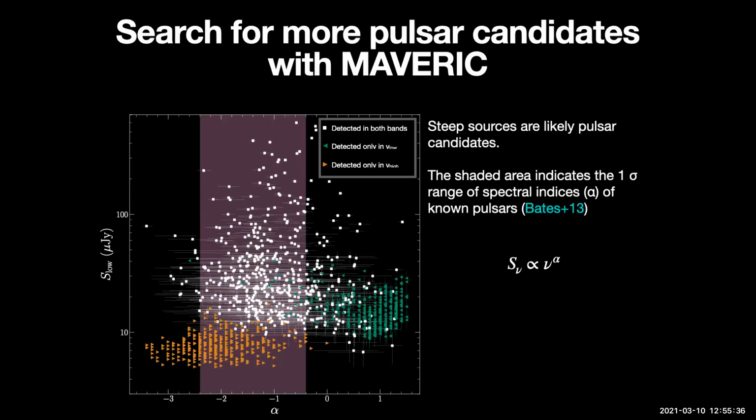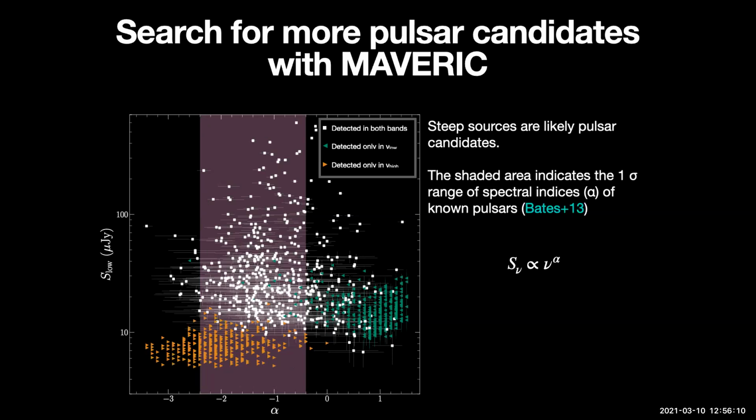So here is a summary of all the VLA sources as observed by the MAVERICK survey. That's the low frequency band flux density versus the alpha spectral index. The shaded area here is the typical spectral index range for known pulsars. And if you just apply this spectral index range for pulsars, you will still have a lot of candidate pulsars.